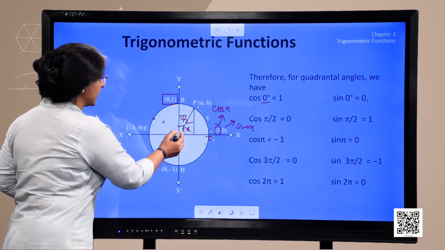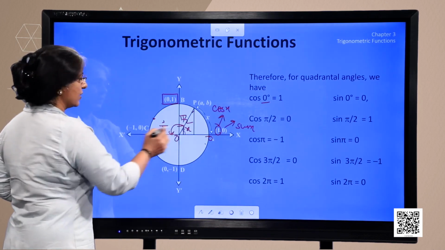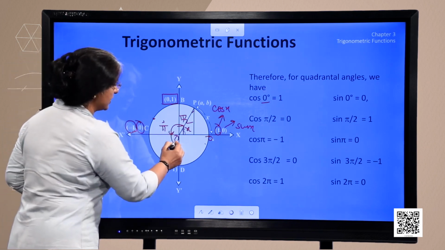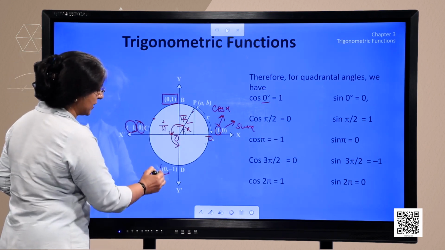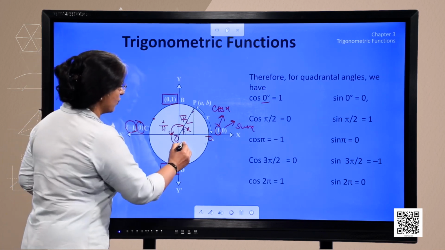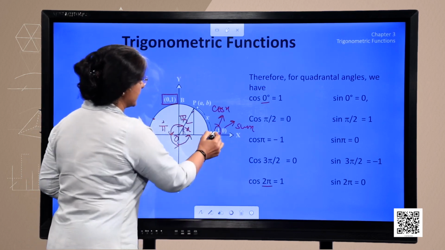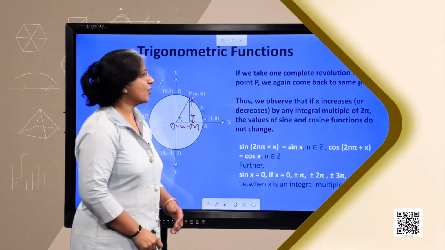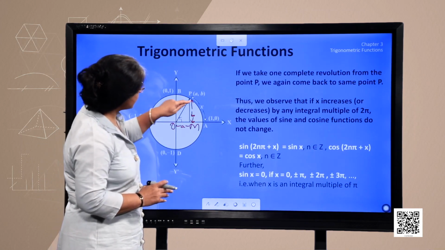Again, when the angle traced by the terminal ray is pi, cos pi is minus 1 and sin pi is 0. When we move to this place after tracing an angle of 3 pi by 2, cos 3 pi by 2 is 0 and sin 3 pi by 2 is minus 1. We move further after tracing the angle of 2 pi, so cos 2 pi is again 1 and sin 2 pi is 0. Now, if we take one complete revolution from the point P, we come back to the same position.